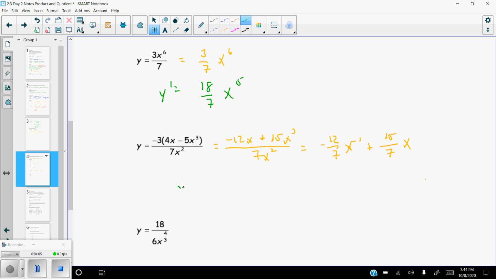Again, much, much easier from here. So let's see, bring the -1 out front, multiply it by the -12/7. We get 12/7 x, and that will now be to the -2, subtracting 1. And then the derivative of 15/7 x is just 15/7. Done.